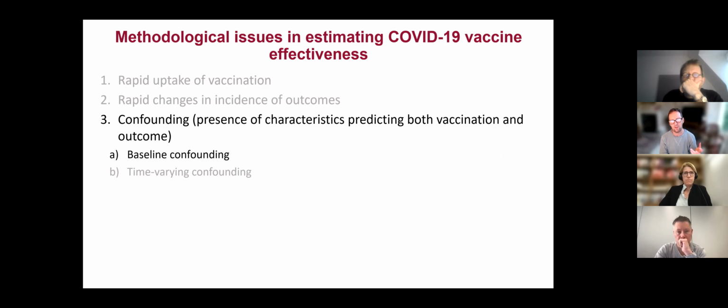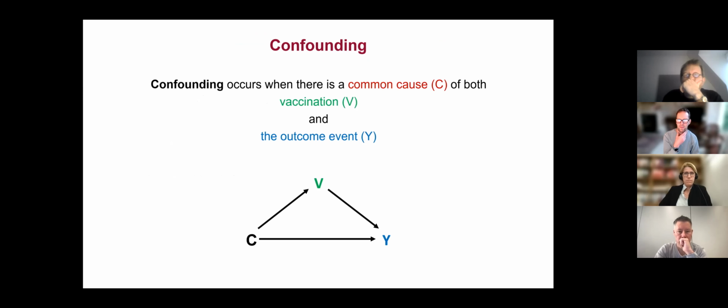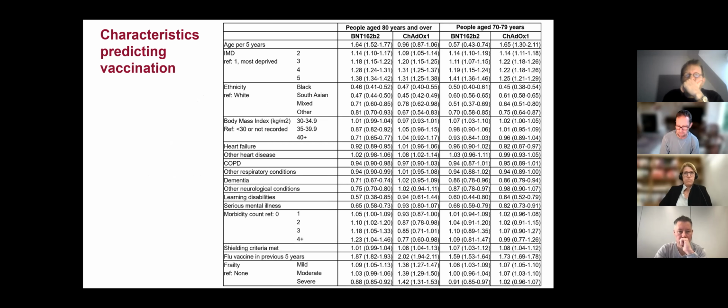So the third issue, and of course you all know this, is confounding, the presence of characteristics predicting both vaccination and outcome. And we can split that into baseline confounding and time-varying confounding, which I'll come to a little bit later. So as you all know, confounding occurs when there's a common cause of both vaccination and the outcome event. And well, such confounding is clearly present.